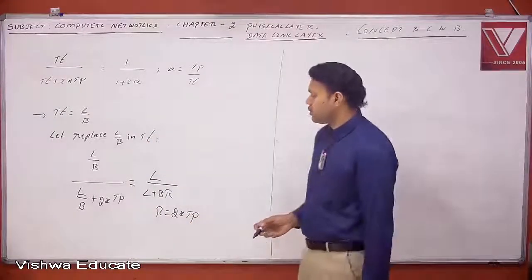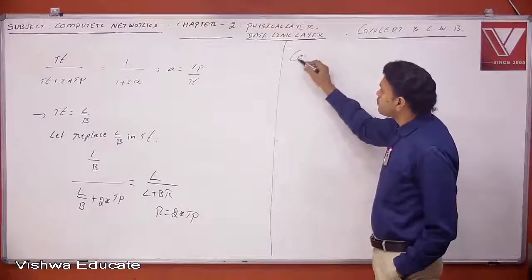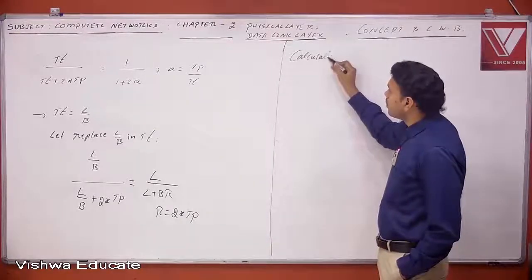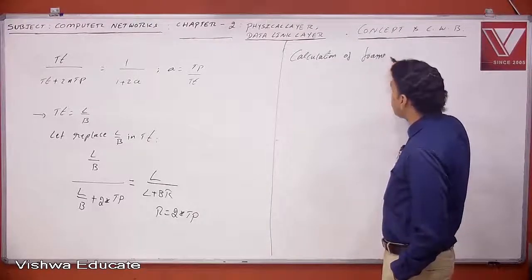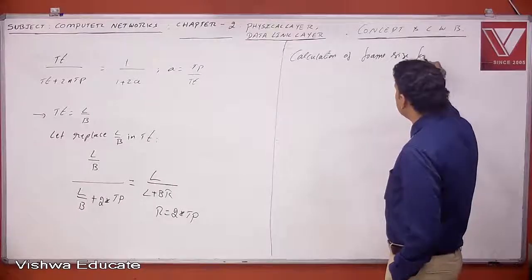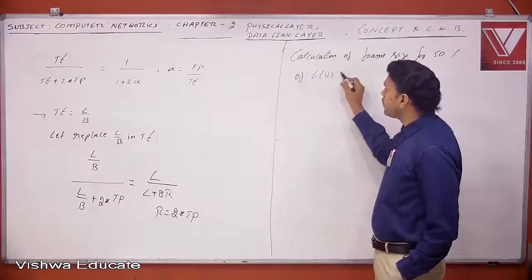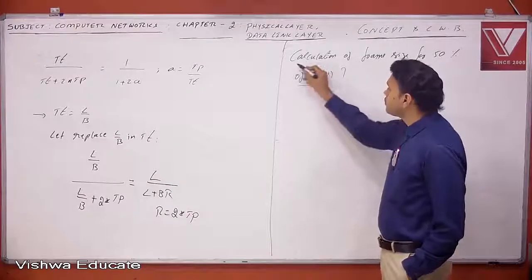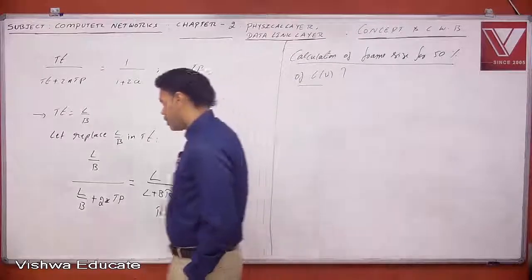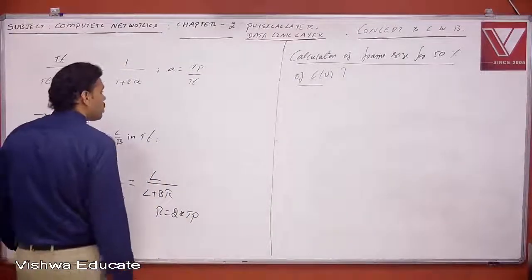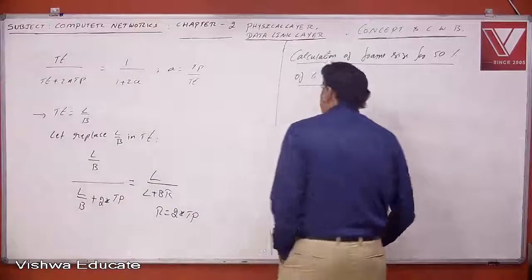Okay, friends? Now you see the calculation of frame size for 50% of link efficiency. So how to do this? We do it in such a way.